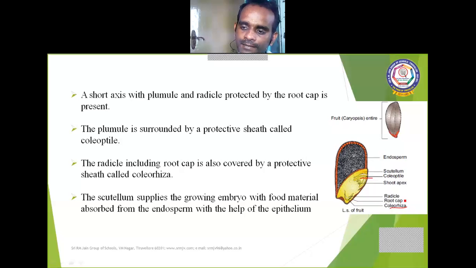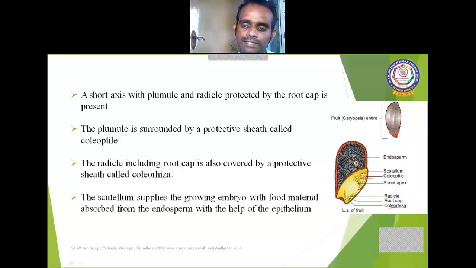Can you understand? And the next one, the scutellum always has the capacity to supply the food materials to the developing embryo. How does it supply? It receives the food material with the help of epithelium from the endosperm. Can you understand? Endosperm is nothing but a storage tissue. It has excess amount of food materials.